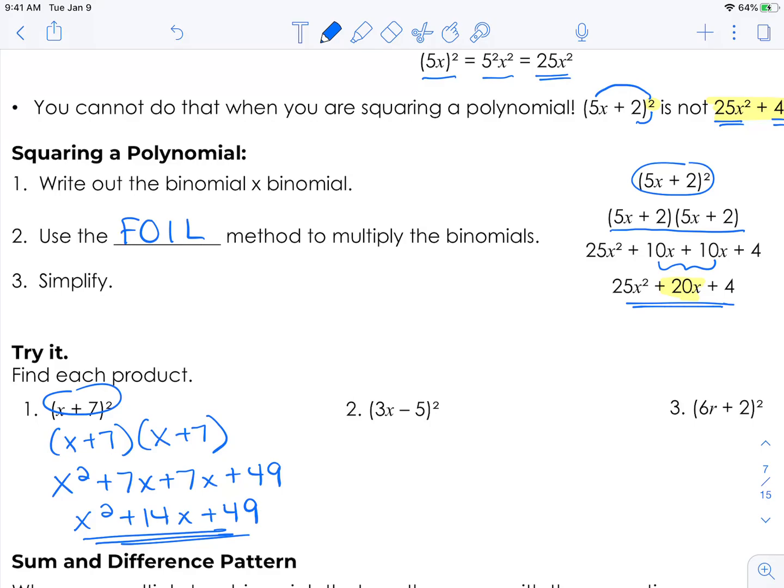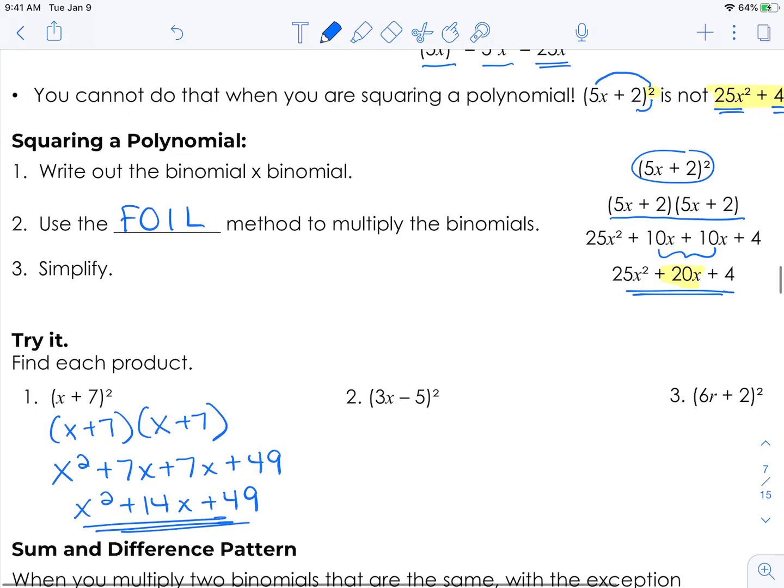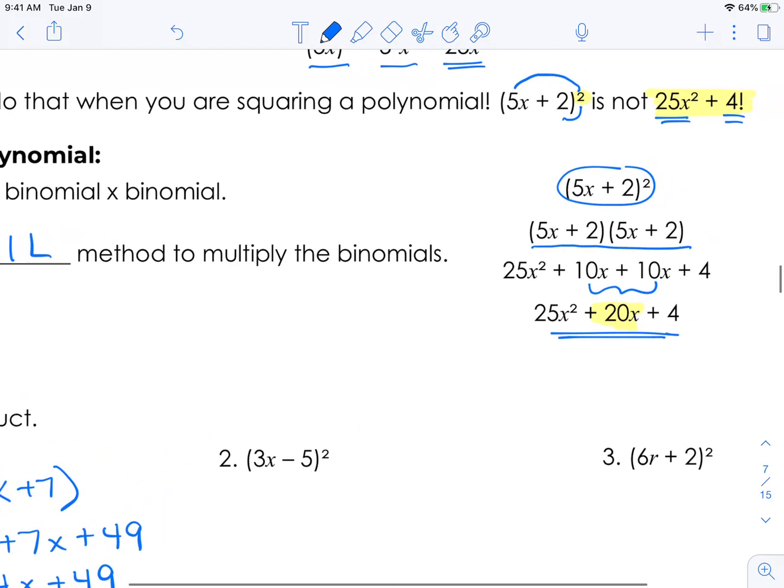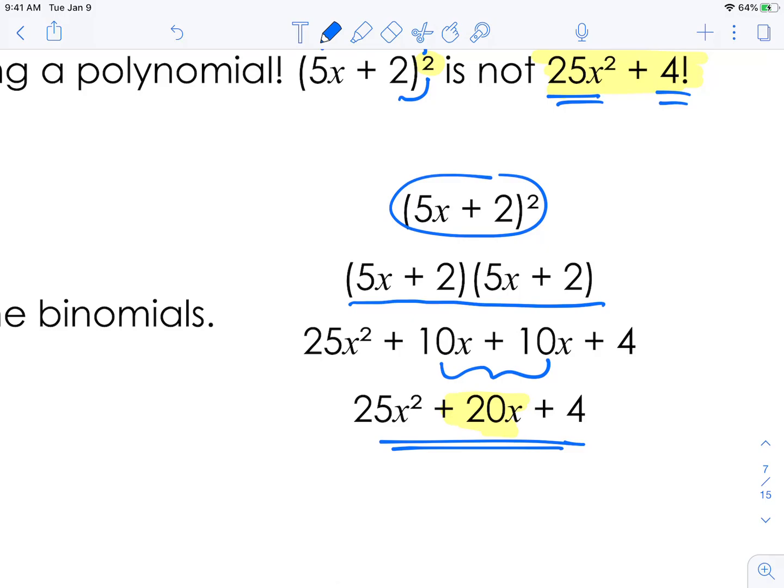So what happens is your middle term is simply the product of the coefficients inside times 2. So the product of the coefficients in here, this has a coefficient of 1, this has a coefficient of 7. The product of 7 times 2 is 14. This example over here, you have a coefficient of 5, a coefficient of 2, their product is 10, double it, and you get 20.